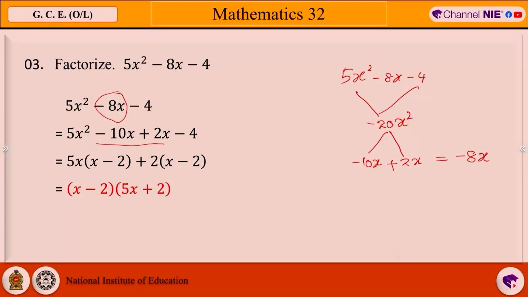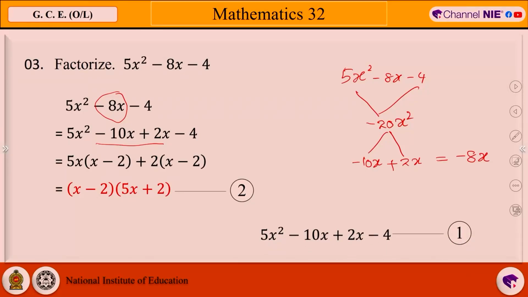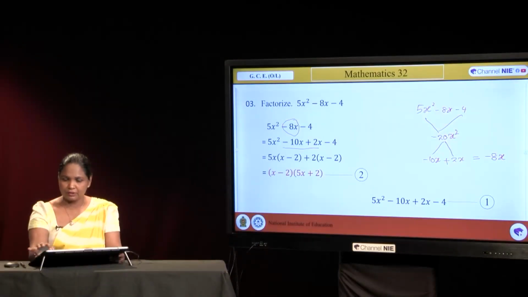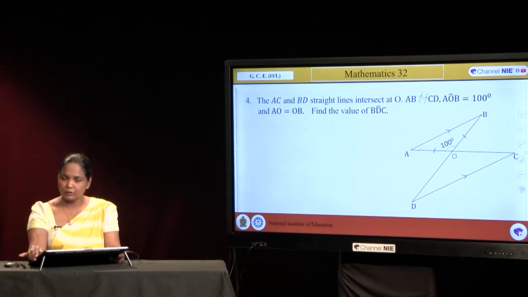I hope all of you have done this correctly. So, you will get 2 marks for this, or else you can score even 1 mark for this expression. Okay. Shall we move on to the next question? Right. It is under geometry.